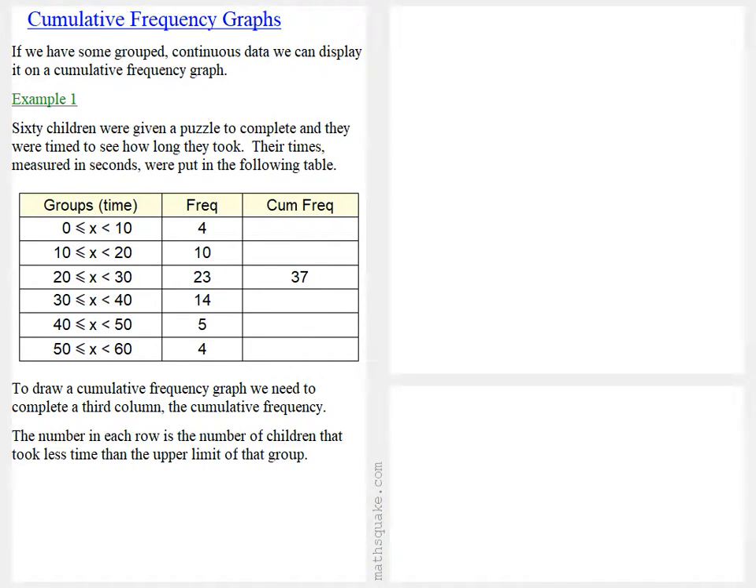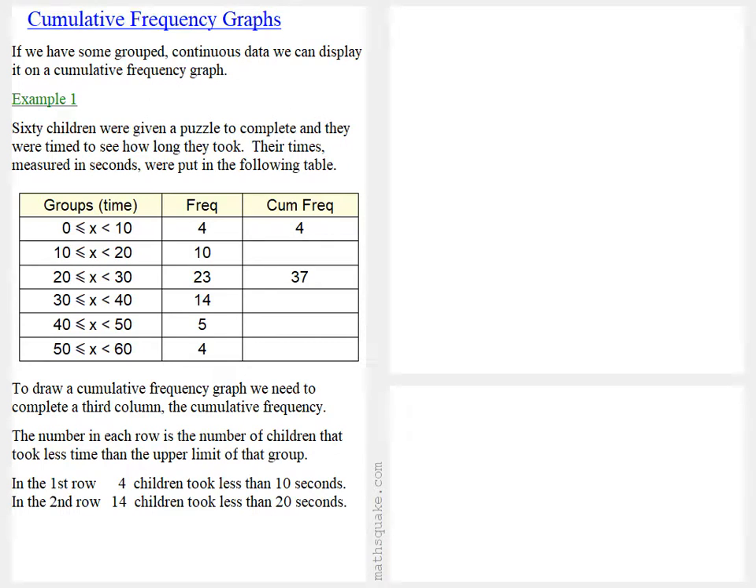So the cumulative frequency in each row is the number of children that took less time than the upper limit of that group. In other words, on row 3, 37 children took less time than 30 seconds. So in the first row, 4 children took less than 10 seconds. In the second row, 14 children took less than 20 seconds. And in the third row, 37 children took less than 30 seconds.